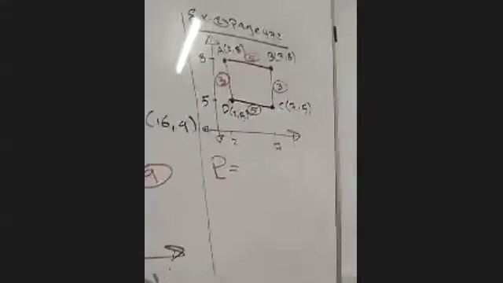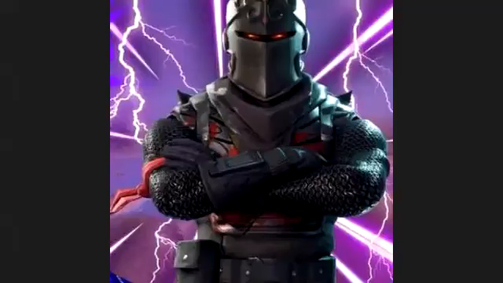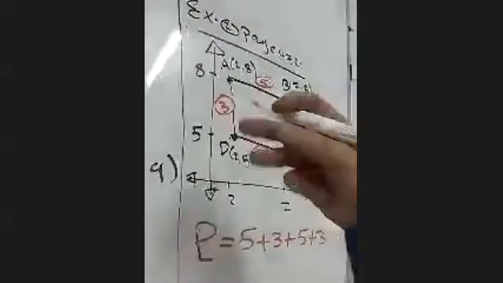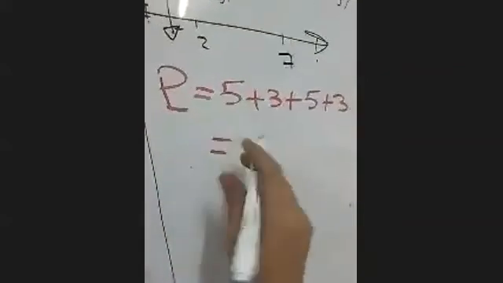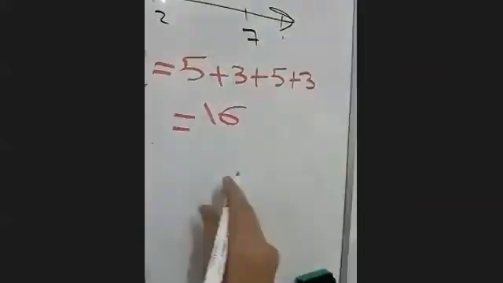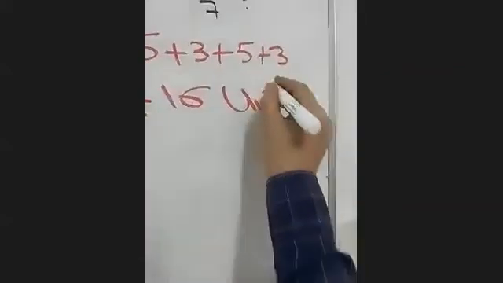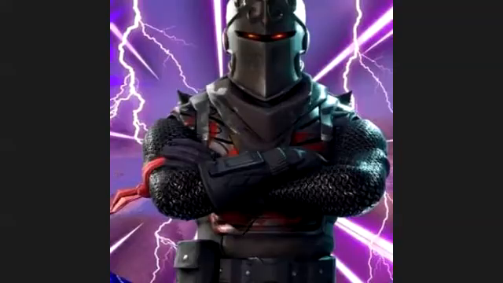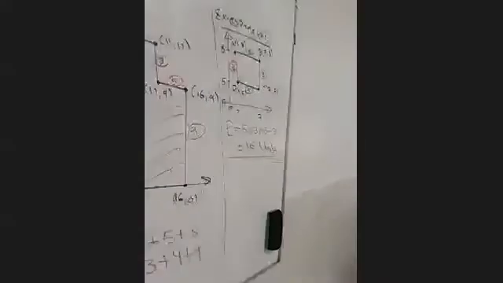Now let's find the perimeter. What do we write? We will write 5 plus 3 plus 5 plus 3. There is no 6 here. Equals 8 plus 8, 16 units. This is example 2, guys.